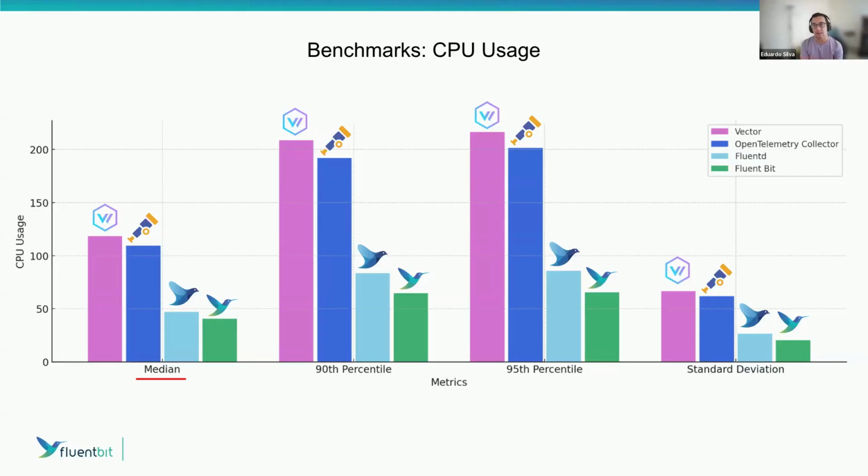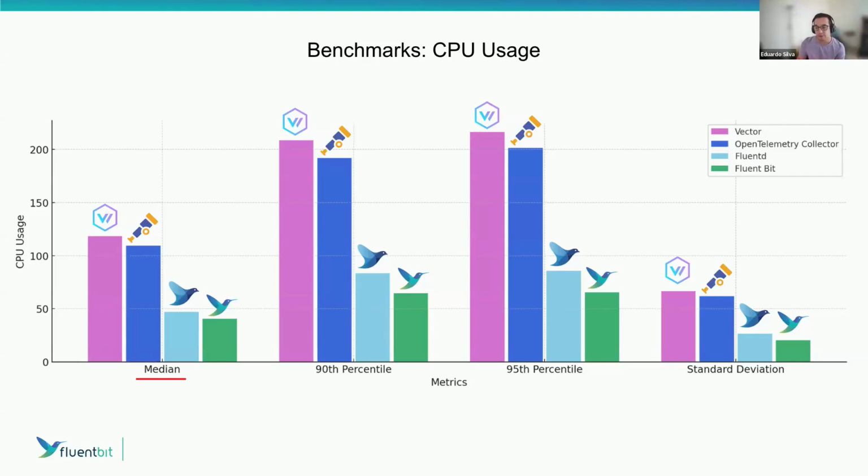But Fluent Bit is always very conservative on that, same as FluentD. However, I was surprised to find that FluentD was using less CPU than OTel. But of course, FluentD is just for logs, right? OTel also does metrics and traces. So you cannot replace OTel with FluentD, but you can do it with Fluent Bit.